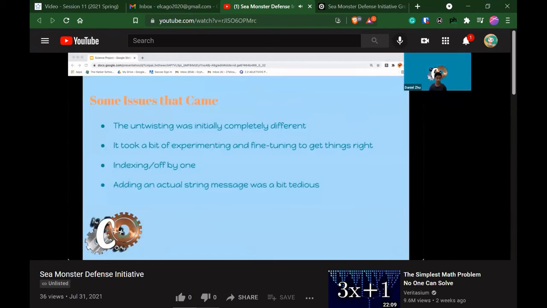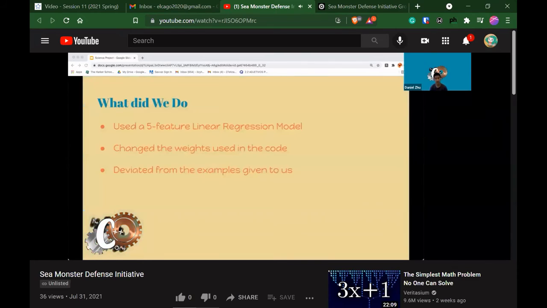Although we were getting closer to the solution, there were still a couple issues. For example, when we tried to use the weights to regenerate the original message, we were ending up with very wonky results. We also had to do some experimenting and fine-tuning to get things right. Also, there was some dispute as to the indexing used to run the gradient descent. Finally, making the code work with an actual string message was also a bit tedious.